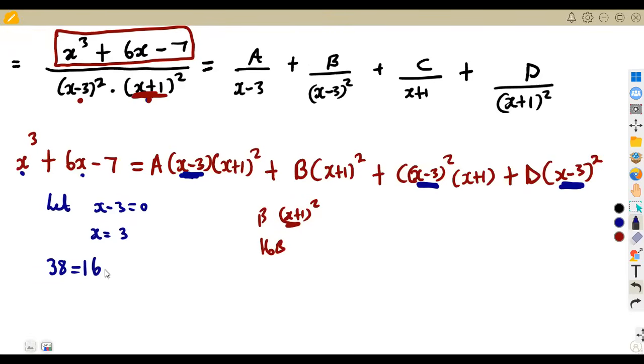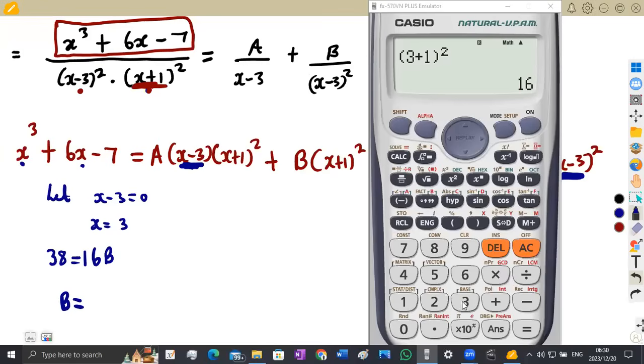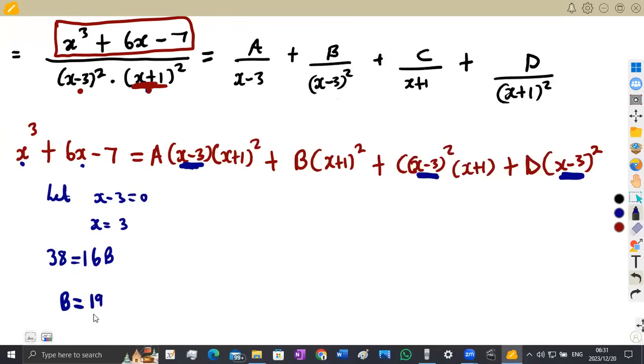If we substitute x is equal to 3, all that part with x minus 3 will be eliminated. So we are just left with the part where there is b. We can determine the value of b by dividing 38 by 16, the answer that we got. That's 19 over 8. So we have the value of b in this case.